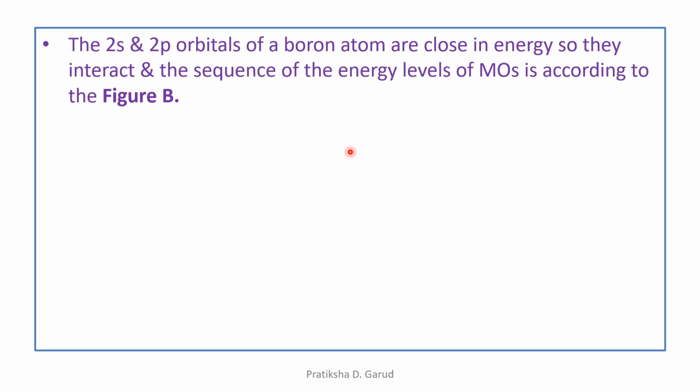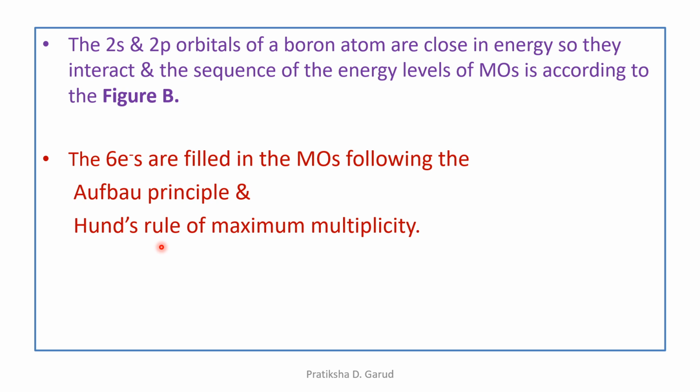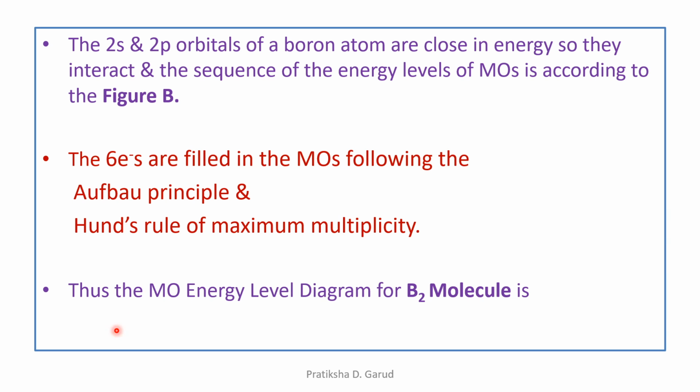Then how many electrons are there? We have to fill a total of 6 electrons, and these 6 electrons are filled in the molecular orbitals by using two rules. The first rule is the Aufbau principle, and the second one is Hund's rule of maximum multiplicity. So we have to follow these two rules while filling the electrons in the molecular orbitals. So let's see the MO energy level diagram for the boron molecule, that is the B2 molecule.